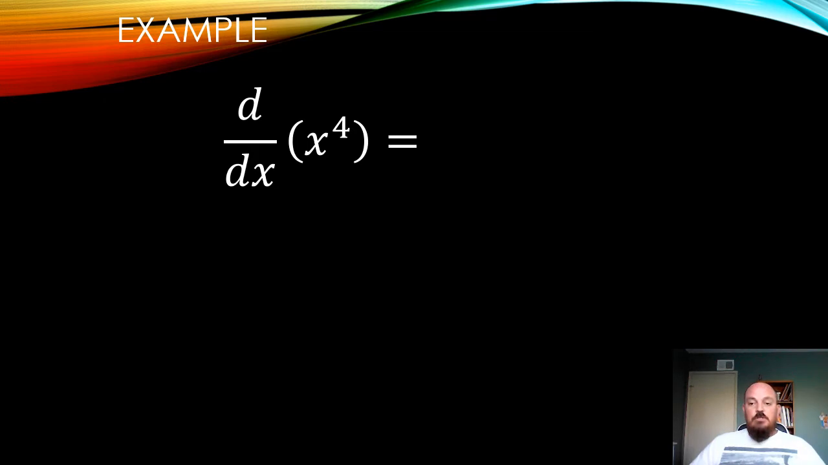So let's say I want to do the derivative of x to the 4th power. I'm going to leave the x there for now and work around it. Two very simple steps. My exponent is 4, so I multiply my function by 4, and then I lower the exponent by 1. 4 minus 1 is 3. And that's it. That's the final answer. You're done.